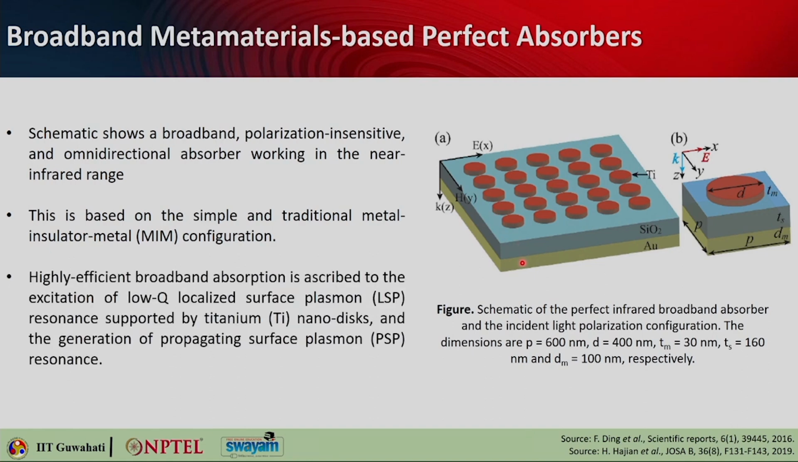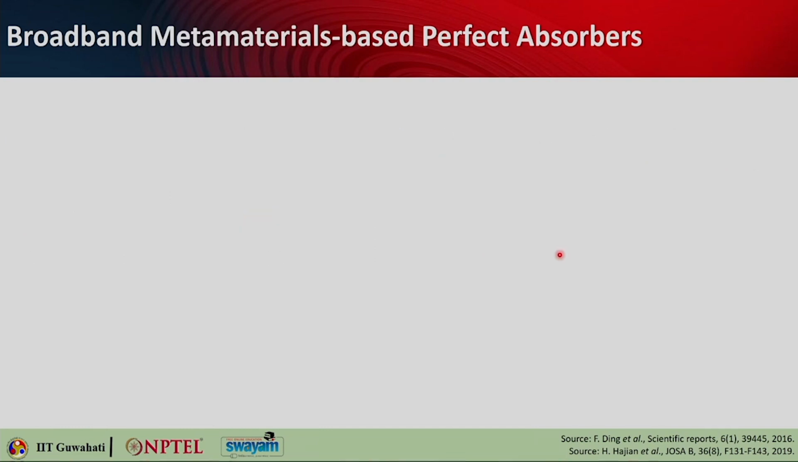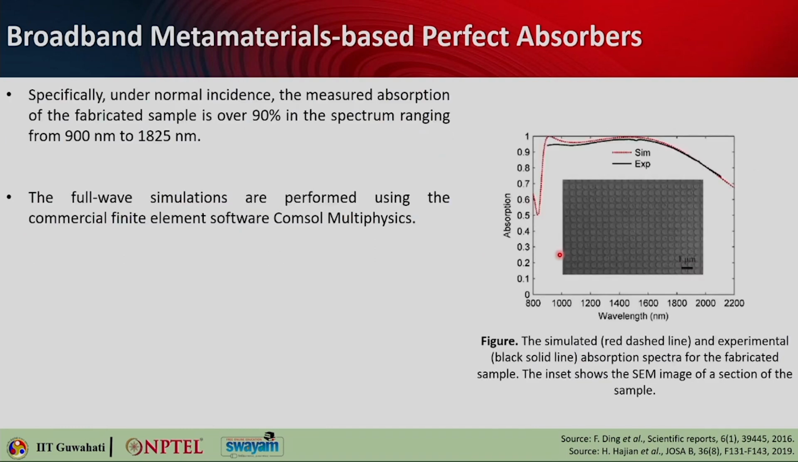So, here the highly efficient absorption is mainly coming from the excitation of low Q localized surface plasmon resonance, which is supported by the titanium nanodiscs, and you are also generating the propagating surface plasmon resonance at the interface between the gold film and silica. So let us look into the spectral characteristics here.